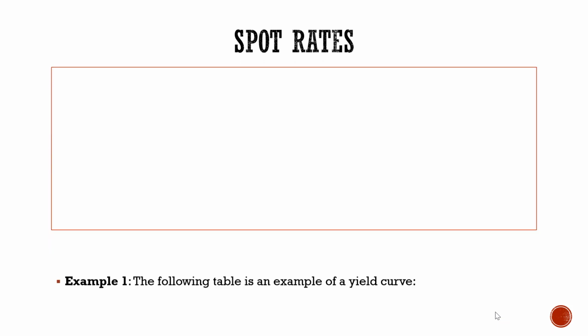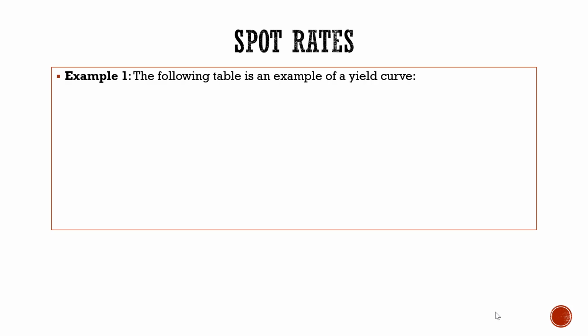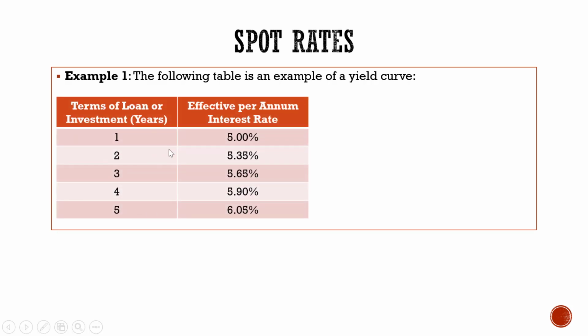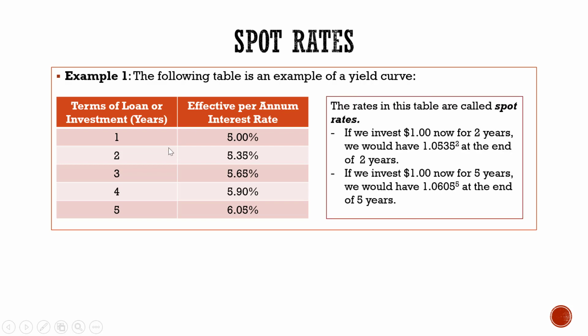To understand what a spot rate is, let's consider this example. The following table is an example of a yield curve. Here, I give you a table of two columns. The first column is the term of loan or investment in years, and the second column is the effective interest rate per annum. The rates in this table are called spot rates.